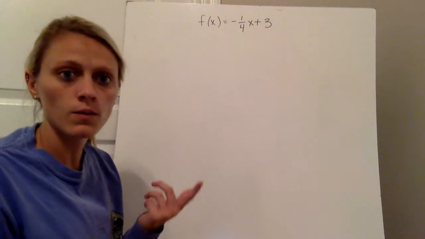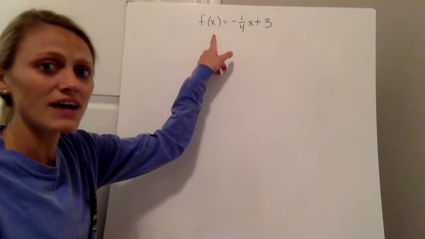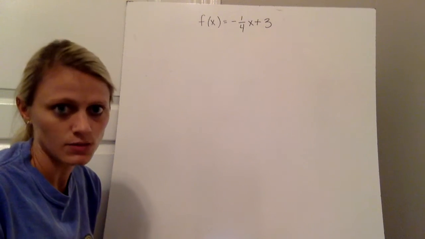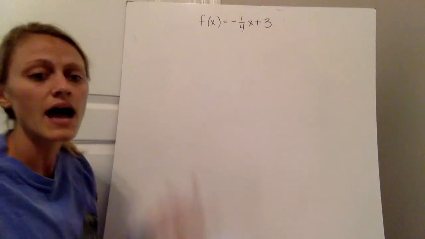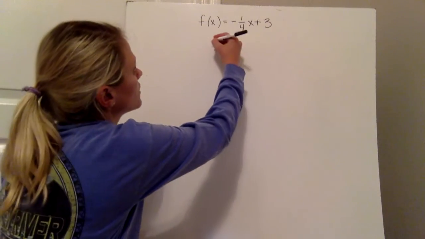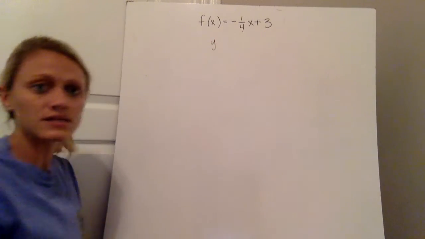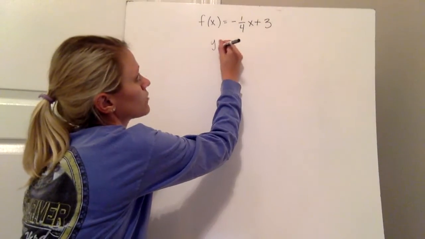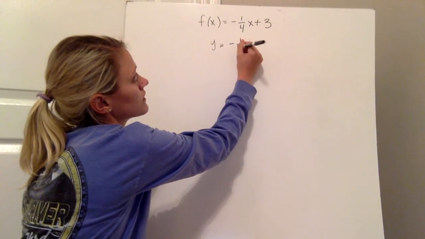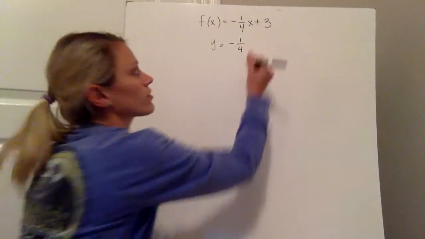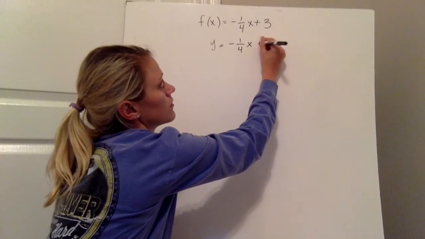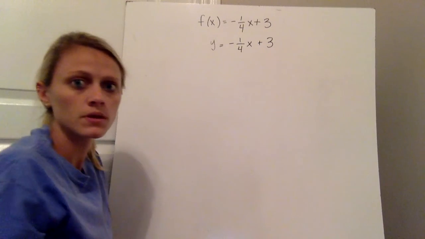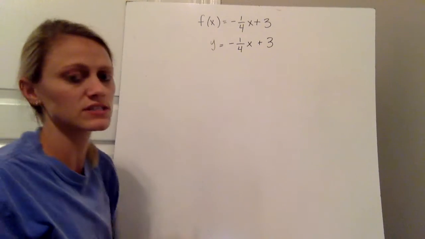The first thing that we want to make sure that we know is that f of x is the exact same thing as y. So I'm just going to rewrite this function, but instead of f of x, I'm going to use a y. So it's the same thing as y equals -1/4 times x plus 3. Nothing changed. F of x is the very same thing as y.